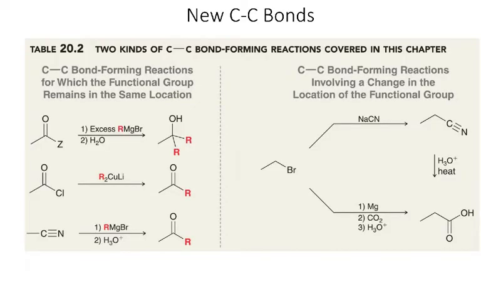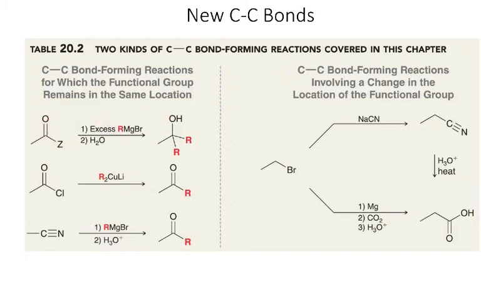All right, so we know that one of the most important questions we can ask ourselves when doing the synthesis problems is, did the carbon skeleton change? And if it did, then we need to go to a reaction that we know creates new carbon-carbon bonds. And we've learned a variety of those in this chapter. We can classify those into two different groups. The ones on the left here add a new carbon-carbon bond, but the functional group remains in the same location. The functional group remains on the same carbon that it was to begin with.